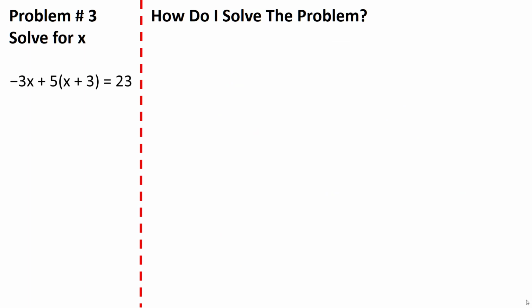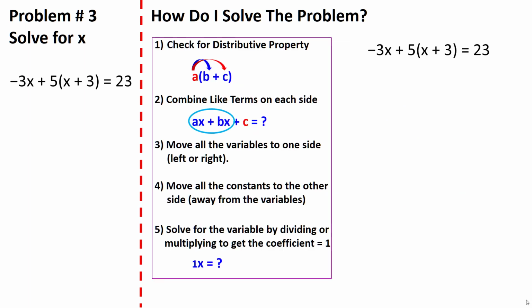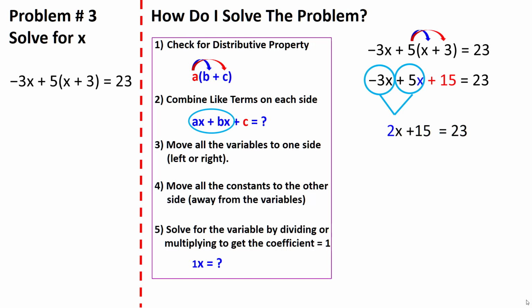Problem 3. How do I solve the problem? I will check all the steps. Step 1. Check for distributive. I see in the problem I could use distributive property. 5 times x and 5 times 3. I will get negative 3x plus 5x plus 15 equals 23. Step 2. Combine like terms. I get 2x plus 15 equals 23.